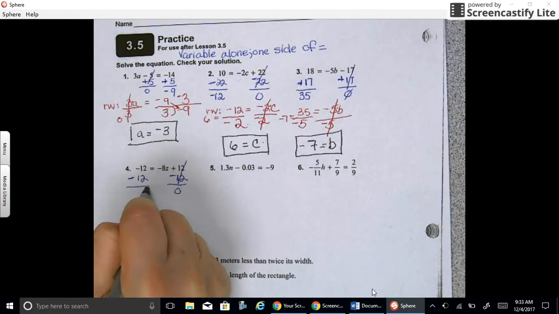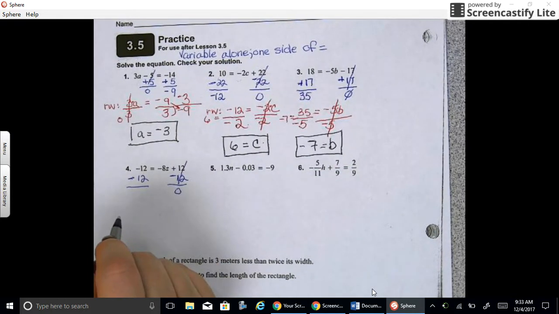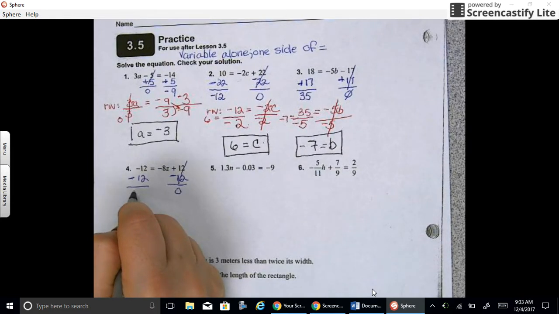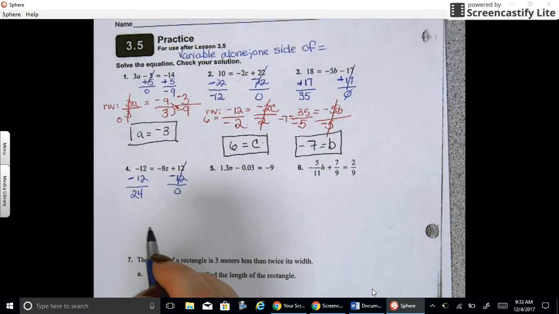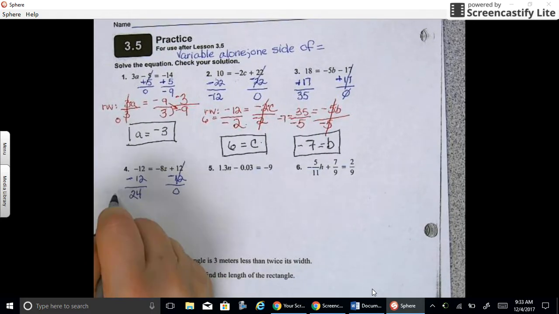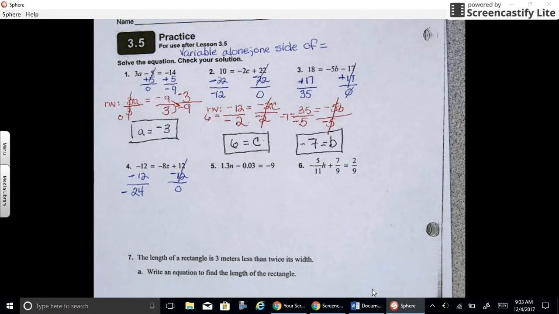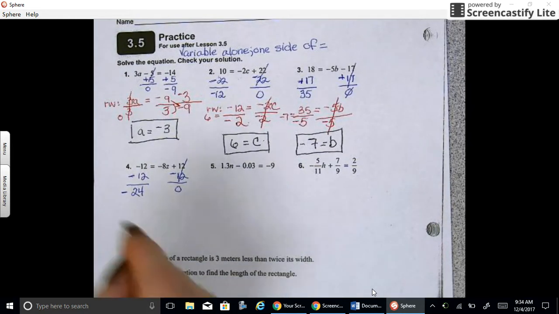If you look on the wall for the rules for integer operations, when you add and subtract and you have two of the same sign, you make it an addition problem and you keep the sign. So what's 12 plus 12? 24. You have a calculator, right? Let's use it. It is a minus 24 because the rule was to keep the sign, right? So two negatives together just make a bigger negative. So now let's rewrite what we have left.